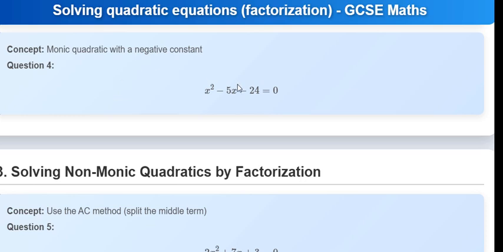Can you try this question 4 and see if you understand? It's the same concept, only that we changed the signs.